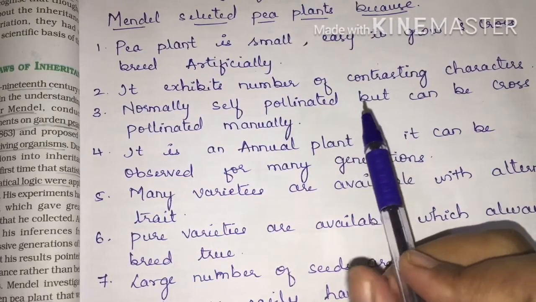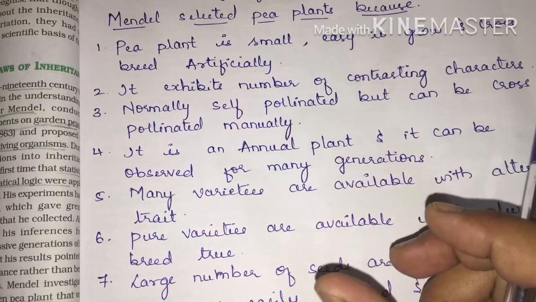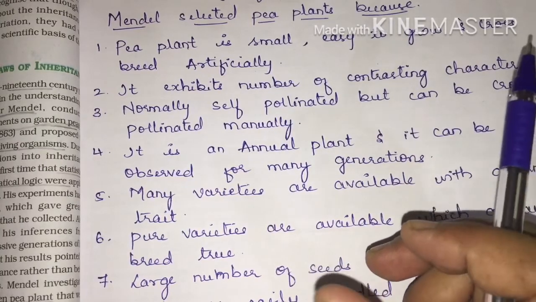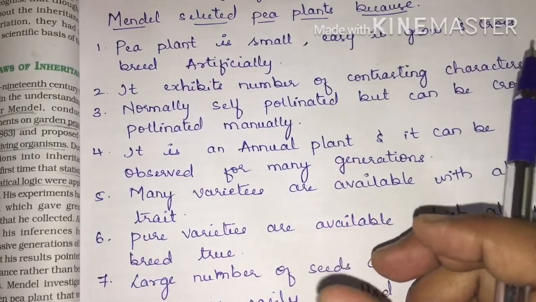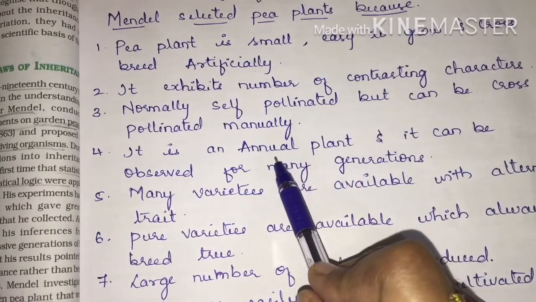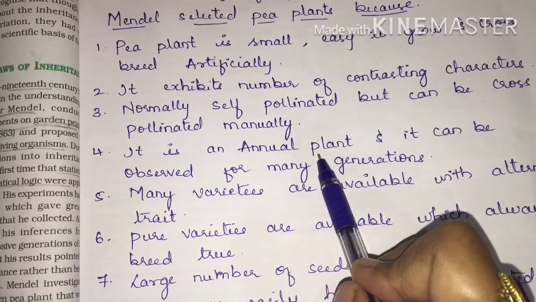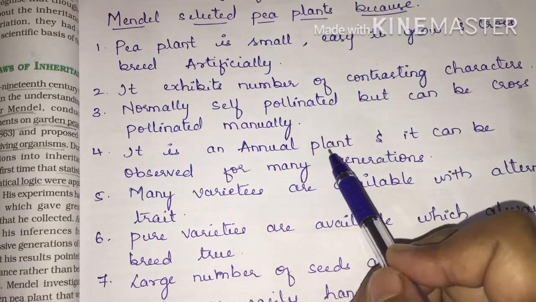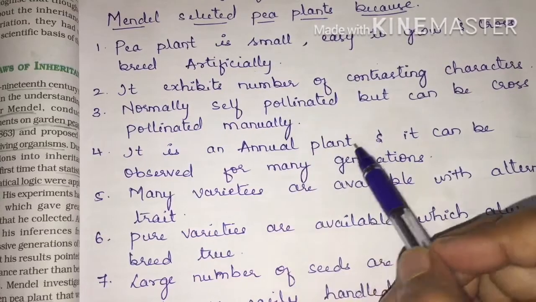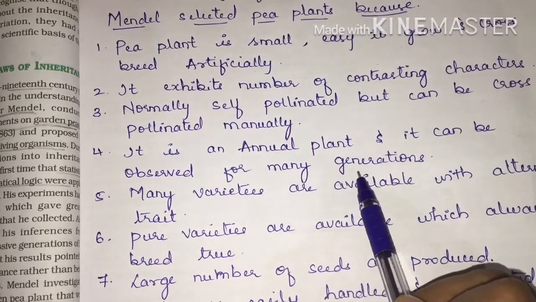Okay, because if you wanted to study something, if you wanted to do research on something, and its lifespan is less, you can do more research on that. Okay, you'll get more results. So that's why we always use plants or animals whose lifespan is less, so that we can get the results, and inferences can also be got. Anyhow, it is an annual plant and it can be observed for many generations.